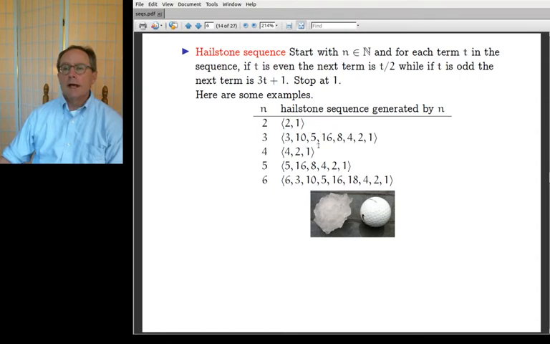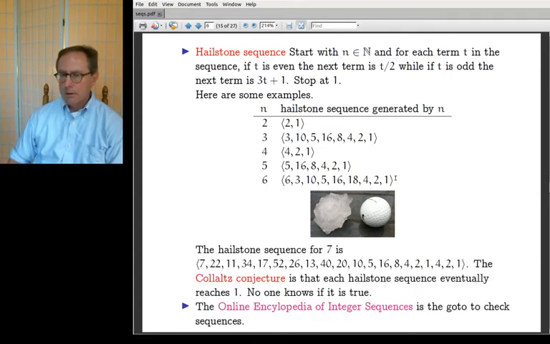You'll notice that I've only listed a couple here, but every one of these hailstone sequences associated with some initial number ends in 1. So, for example, here's the hailstone sequence for 7, and it too ends at 1, although it takes a long time to get there. It nonetheless ends at 1. The Collatz conjecture is that each hailstone sequence eventually reaches 1, and nobody knows if it's true.